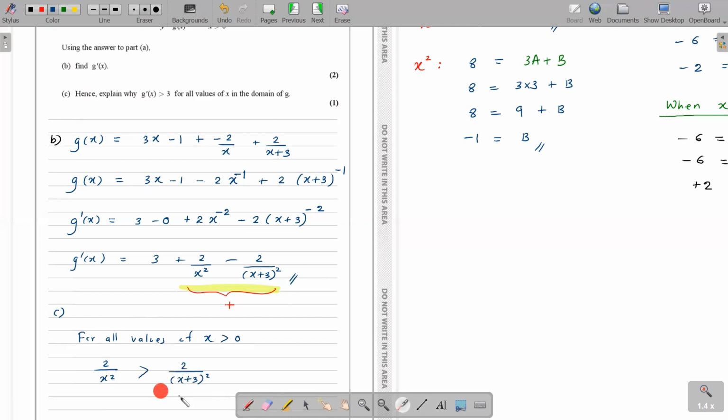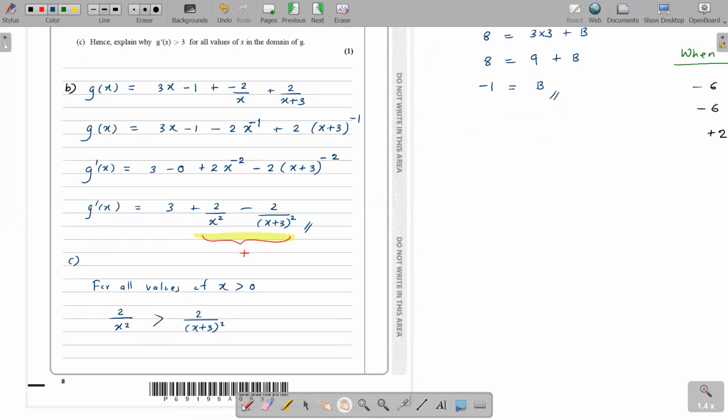The denominator gets larger means the important thing here is the numerators must be the same. If your numerators are not the same, you can't compare. Okay, numerators are the same. So when the denominator gets large, it means the overall value will drop. So then what does it mean? This means 2 over x square minus 2 over x plus 3 square is what figure? Is it positive or negative? When you take it to the other side, 2 over x plus 3 square, this is positive.